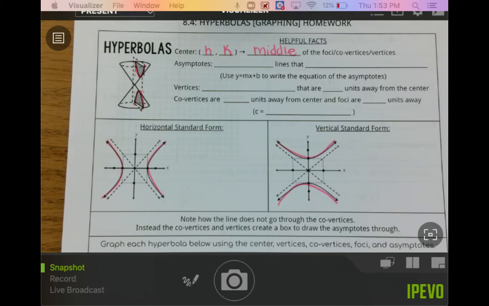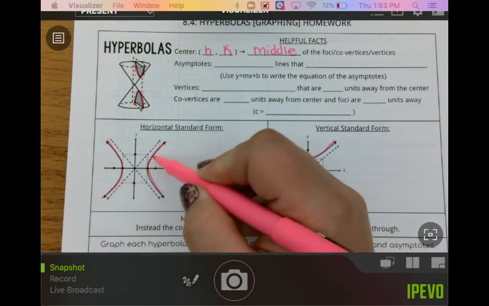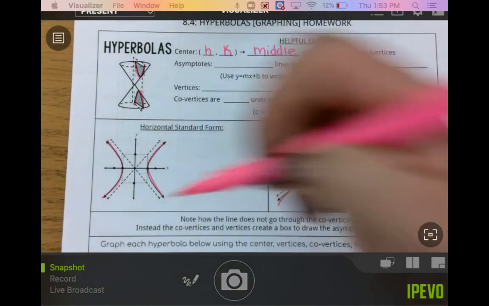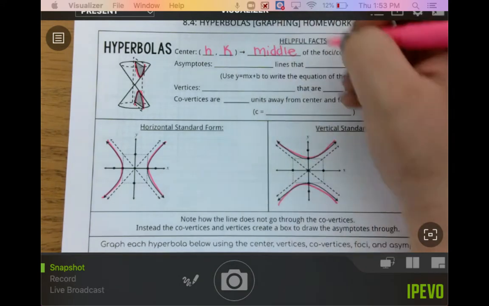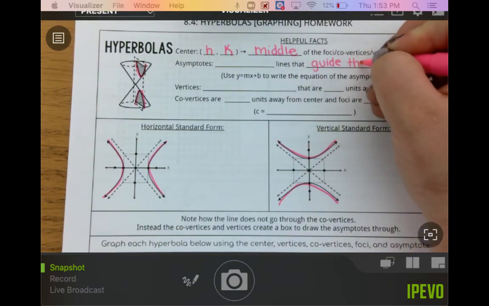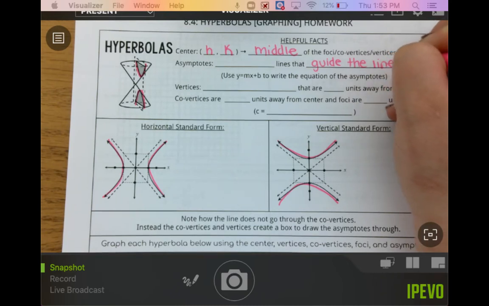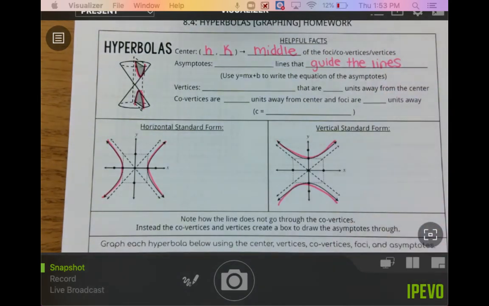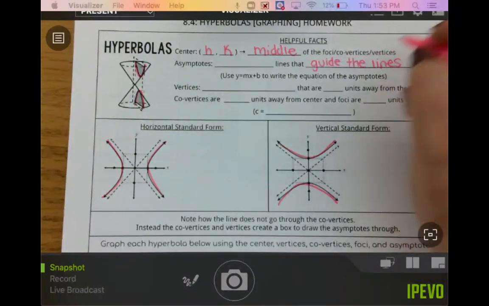Okay? There will be some asymptotes today. We've seen these last unit. They are these dashed lines in the middle that the curve doesn't cross, but it just gets really, really close to this one and this one. Their only job is to guide the curve. They're kind of like border lines.